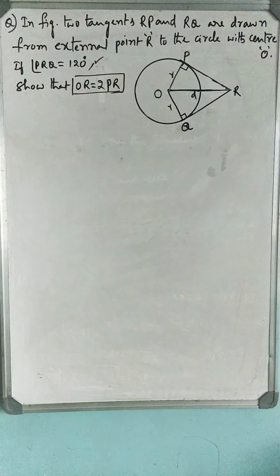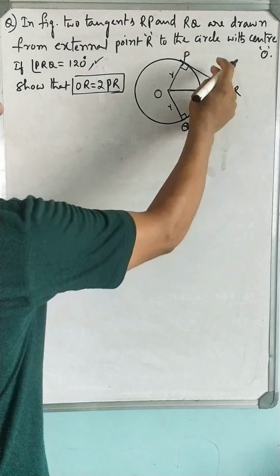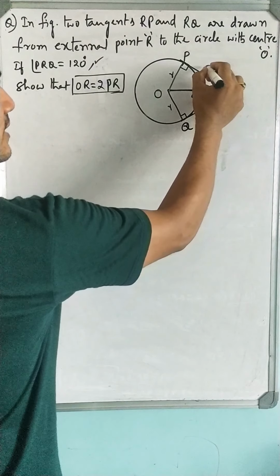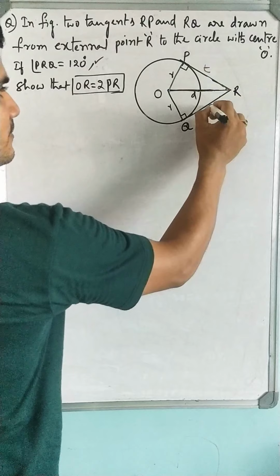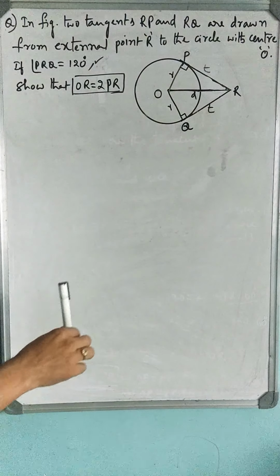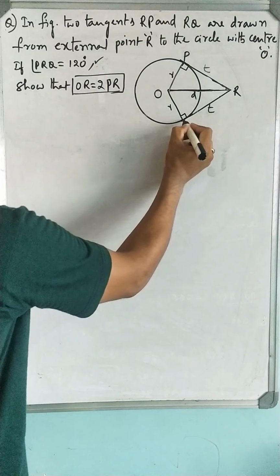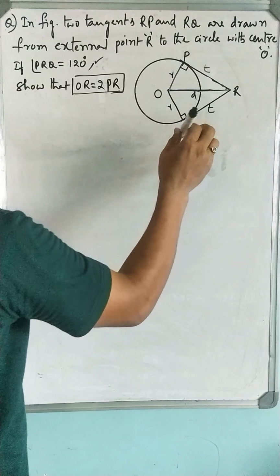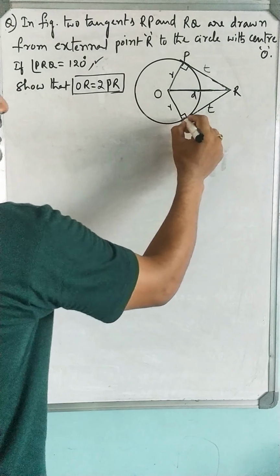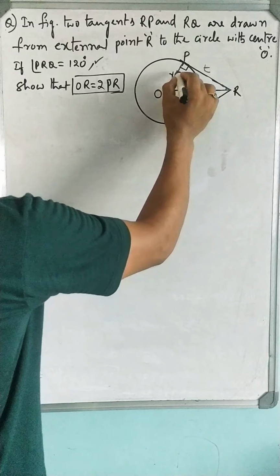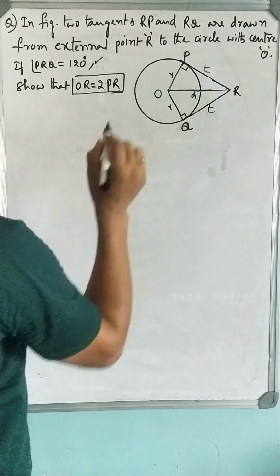There OP and OQ are equal radii. OR is the distance from the center to the external point. There are two tangents. As you know, the lengths of the tangents drawn from the external point are equal. Let it be some t. And one more point is, at the point of contact, the angle between the radius and the tangent is 90 degrees. So radius tangent 90 degrees.